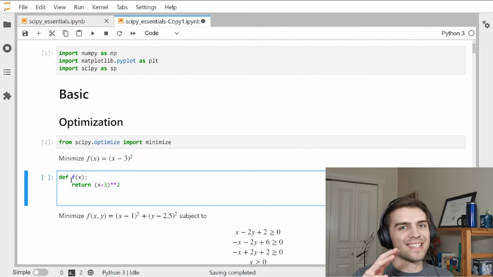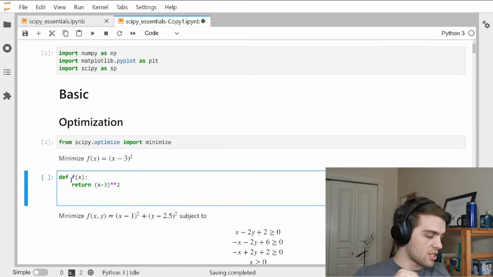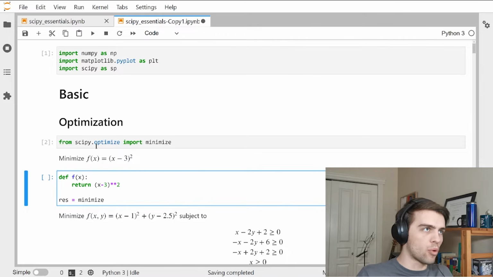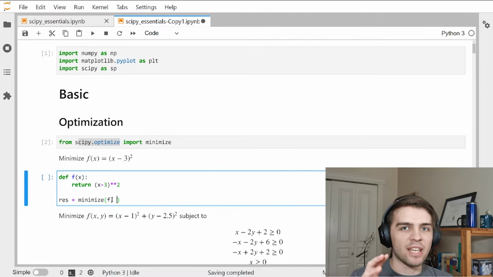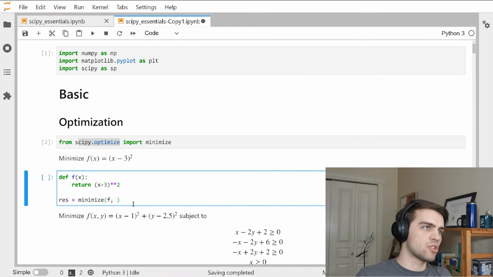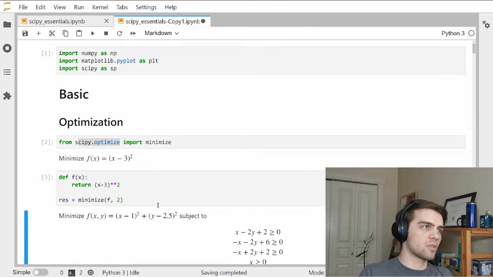Now, in order to get the optimal value of x, I'm going to call the result, res, is equal to minimize. Note that I've imported minimize from scipy.optimize. I'm going to minimize f, and you have to give it an initial guess. So f takes an x, and so I have to give an initial guess to x. Maybe my initial guess is x equals 2, for example. And so it goes through this.